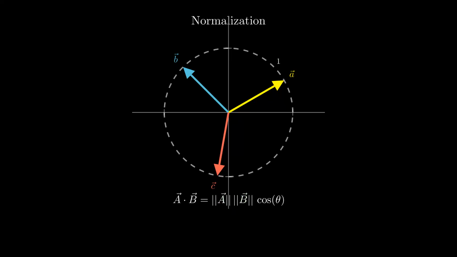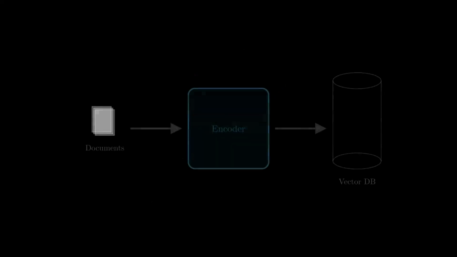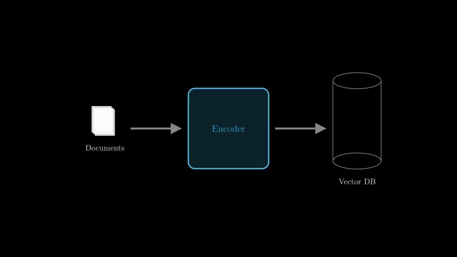Recall our dot product formula. It involves multiplying the magnitudes of the two vectors by the cosine of the angle between them. But since we just forced all our vectors to have a length of exactly 1, these terms become ones. They effectively disappear from the equation. So, for normalized vectors, the dot product is the cosine similarity. This means to find the best match, the computer just needs to calculate a simple dot product, which is incredibly fast at scale.